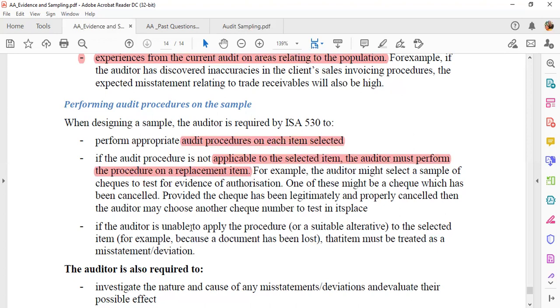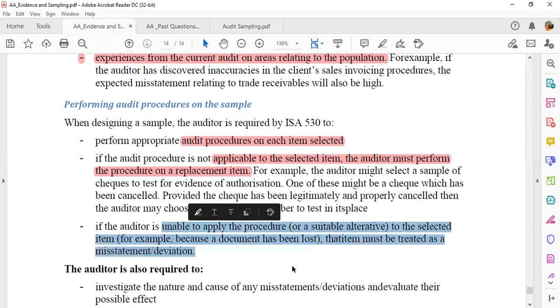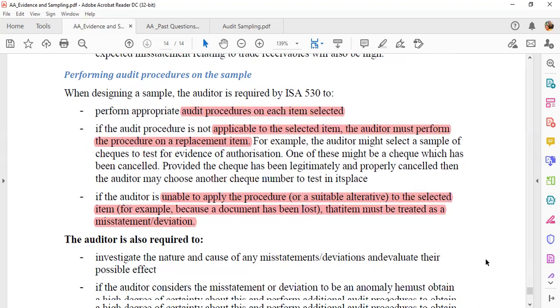If the auditor is unable to apply the procedure or a suitable alternative to the selected item, for example because the document has been stolen, that item must be treated as a misstatement or a deviation. If the auditor is unable to apply the procedure or suitable alternative to the selected item, the item must be treated as a misstatement or a deviation.